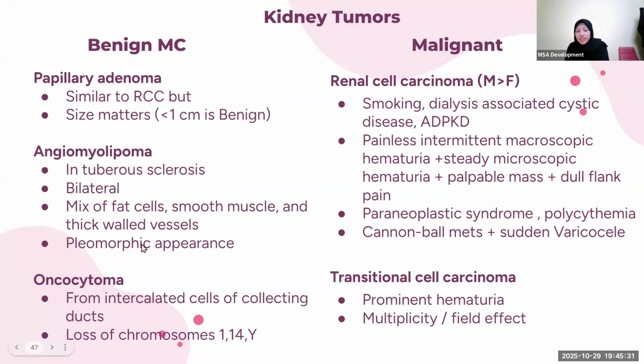And its pleomorphic appearance, a mixture of all these three different types of cells, makes it seem malignant, but it's actually not. It's just a normal mixture of cells. Oncocytomas are from intercalated cells of the collecting ducts. The only important thing here is the chromosome, which I have mentioned in the table. So 1, 14, and Y, something is wrong with the chromosomes that causes this mass, or oncocytoma, to grow.